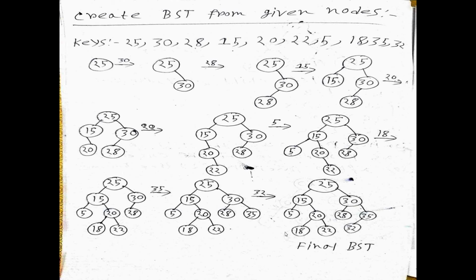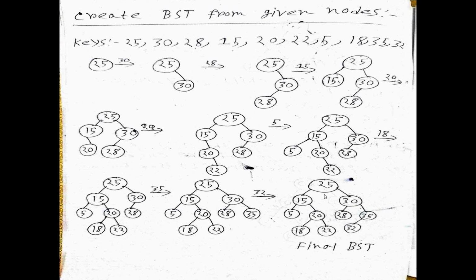Now, is it a binary search tree that we are getting? We check. What does the procedure say? All the left subtree elements are smaller than the root. If you check, 15, 5, 20, 18, 22, all are lesser than 25, that means the root. And all the right subtree elements are larger than the root. Yes, 30, 28, 35, 32 are larger than 25, that means the root.